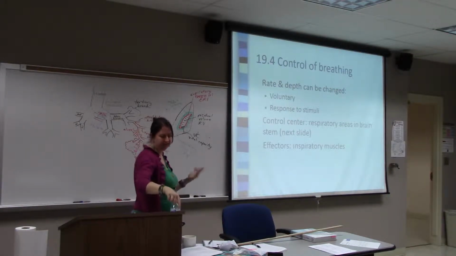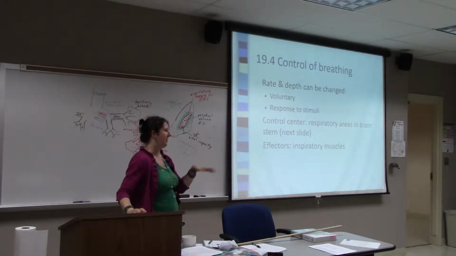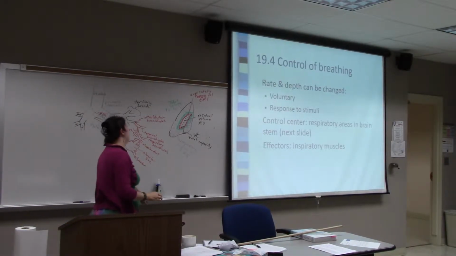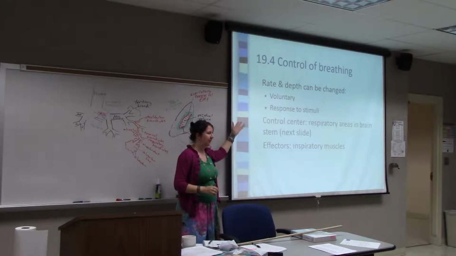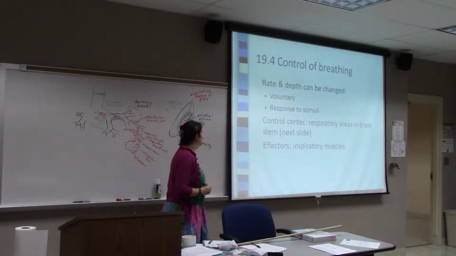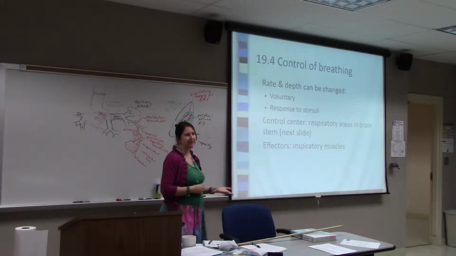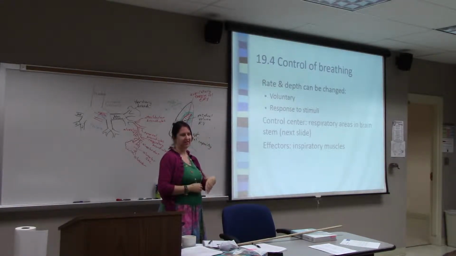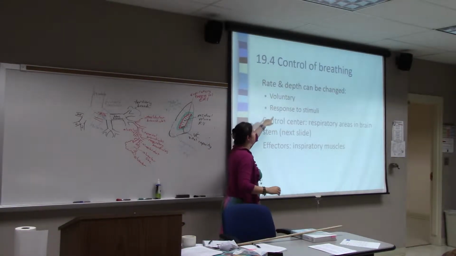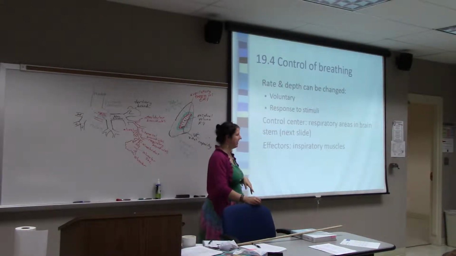The next section, control of breathing, is on how we alter rate and depth. We have some voluntary control. You can hold your breath, you can hyperventilate on purpose. And then there are stimuli that cause it to change without a conscious decision. So if there's a stimulus, we can look at it as homeostasis.